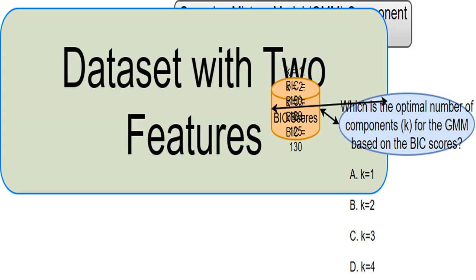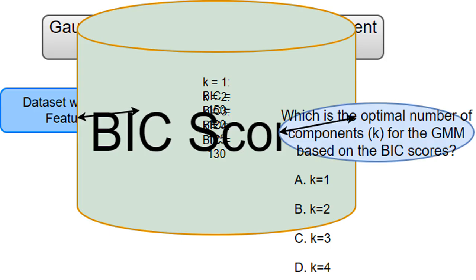This problem involves analyzing data with 2 different characteristics or features for each data point. Imagine each data point as a dot on a graph with 2 axes. The goal is to find the best way to group these dots based on their similarity. The Bayesian information criterion, BIC, is a score used to evaluate how well a model fits the data while penalizing model complexity. A lower BIC is better. It helps us choose the best model among multiple options.